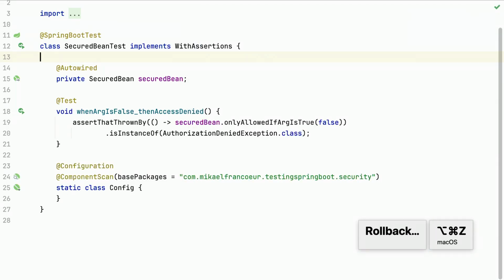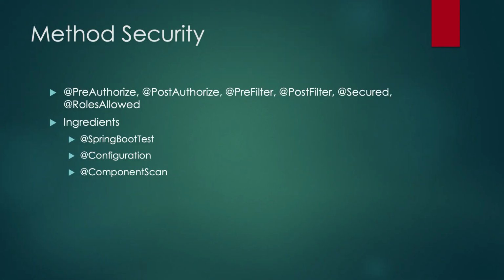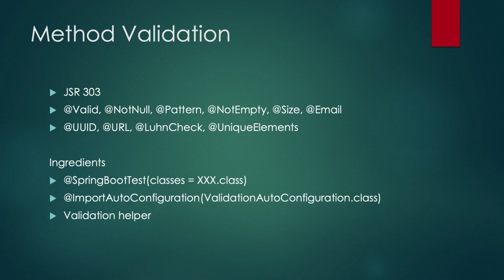So let me roll this back. Now let's look at our second recipe, and that's for method validation. Method validation is whenever you have @Validated, @Valid, @NotNull, @Pattern, @NotEmpty, @Size, @Email, and then this second group here is all the ones that are not so well known, but they're from Hibernate Validator. So if you use Spring Boot, they're already on your classpath. There's some really interesting things in there, like @UUID, @URL, @LuhnCheck to validate a credit card number, @UniqueElements if you want to check that all of the elements in a list are unique.